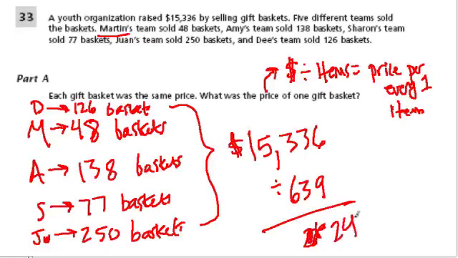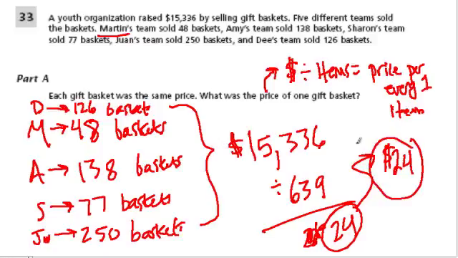And again, what that number means is that you are paying $24 for one basket. And this makes sense. If you paid $24 per basket and then bought 639 of them, to figure out the cost, you would take 24, which is the cost of each item, and multiply it by the number of items you bought, and you would get this number. So you can always check that.